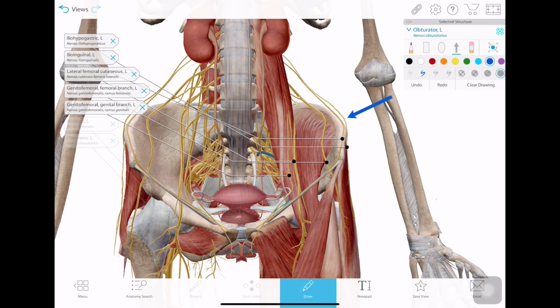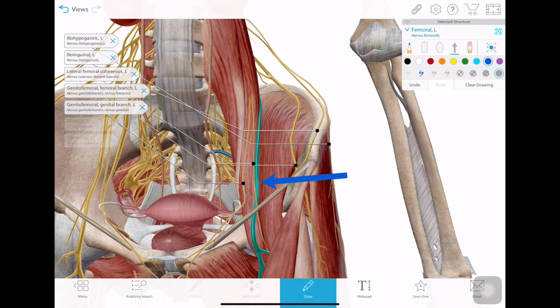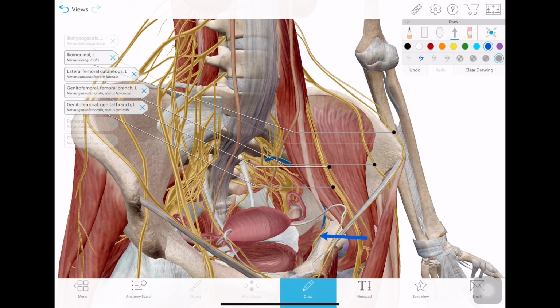So you see that this is the iliohypogastric nerve, the next is the ilioinguinal nerve, and the last arrow is the lateral cutaneous nerve. This is the femoral nerve, and the next two are the femoral branch and the genital branch of the genitofemoral nerve, as you see in the arrows shown in the video. And the last one is the obturator nerve.